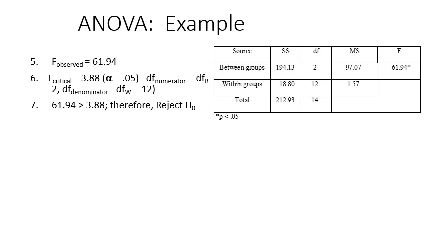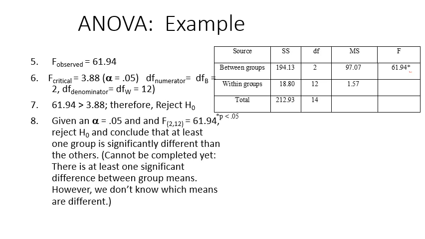So you see here on the right, there's a little star next to the 61.94. That star just means that it's significant. You put that star there to indicate that it's significant. And then we get step 8 here, given an alpha of 0.05 and an F with degrees of freedom of 2, 12. So you put both degrees of freedom there, equals 61.94. Reject H0 and conclude that at least one group is significantly different than the others.